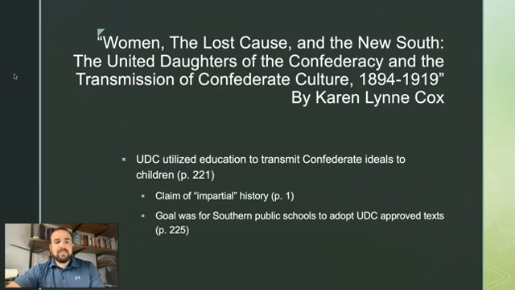And there was the claim by the UDC of an impartial history. That was one of their goals. They wanted to get rid of, going back to Bailey's article, that bias by the Northerners and promote an impartial history. And the goal was for Southern public schools to adopt UDC approved texts.